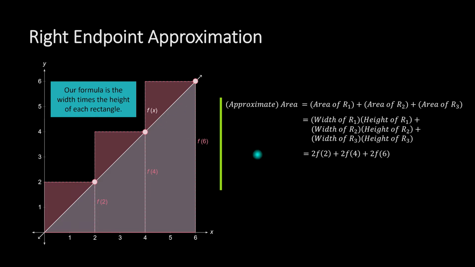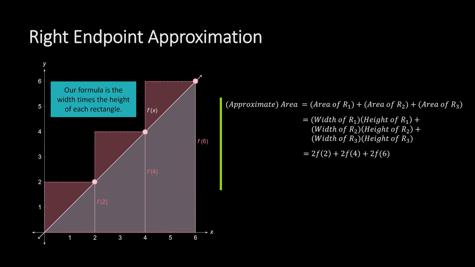We know each of these widths is 2. So that 2, the width of R1, times the height of R1, which occurs at f of 2, over here. Then for the second one, again the width is 2, but now the height is f of 4, right here. And finally, the last one, again the width is 2, and the height is f of 6, this part right here.